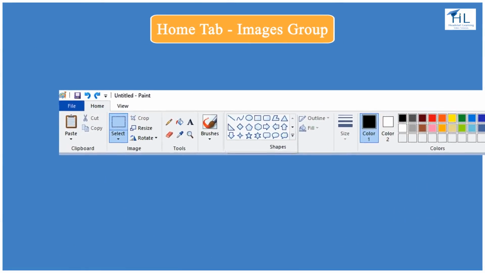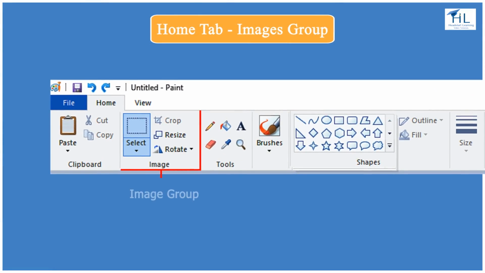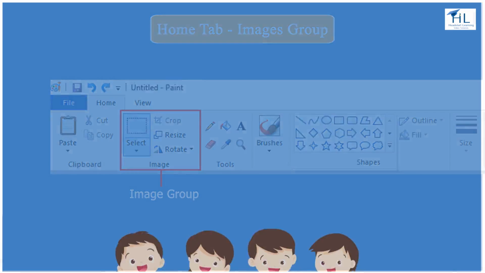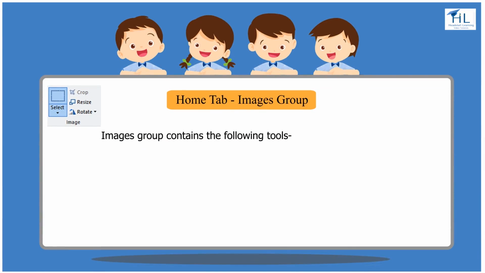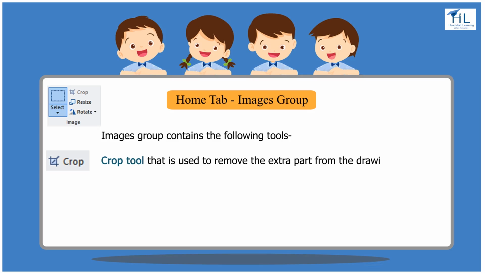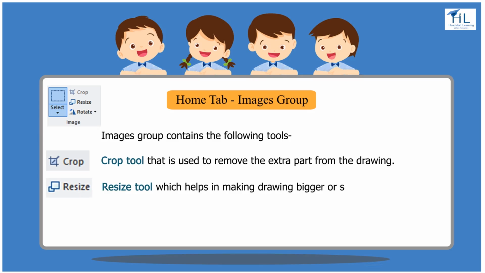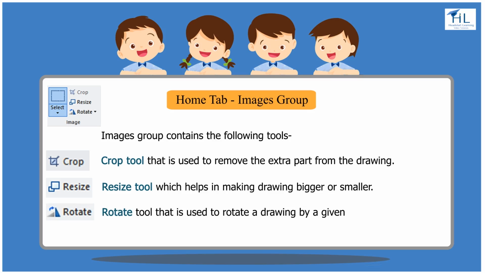The second group in the Home tab is the Images group. Images group contains the following tools: Crop tool, that is used to remove the extra part from the drawing. Resize tool, which helps in making the drawing bigger or smaller. Rotate tool, that is used to rotate a drawing by a given angle.